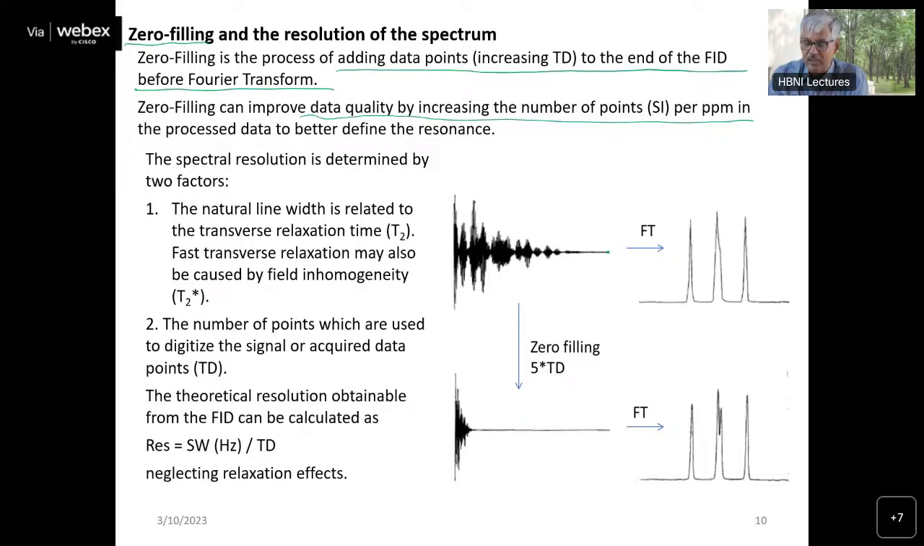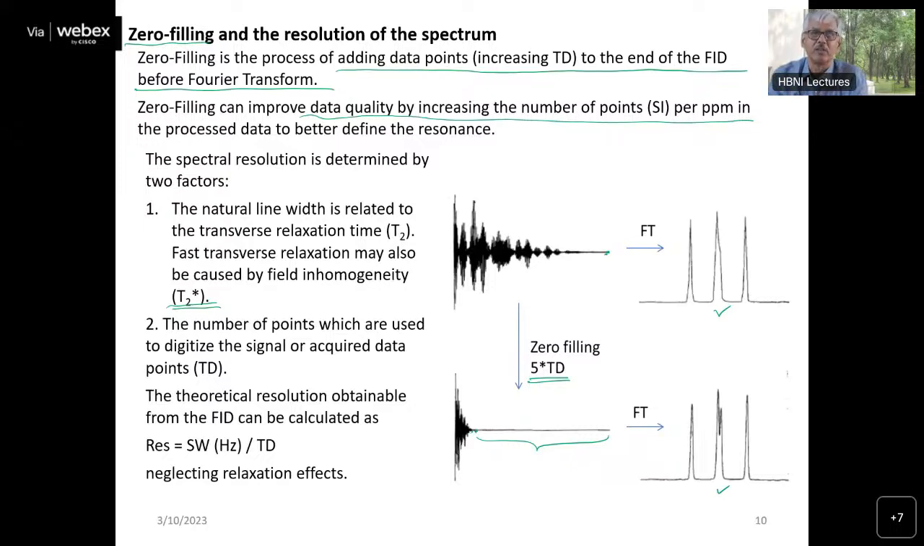But the natural line width is governed by T2 star, the effective transverse relaxation rate. Now what you are doing, with the same FID, is adding 5 times the data points. So your FID ends here, which is nothing beyond this point, and beyond that you have sampled your data. If you do a Fourier transform, you can see the unresolved peak in this case is now well resolved. That is how you can improve the resolution by zero filling.